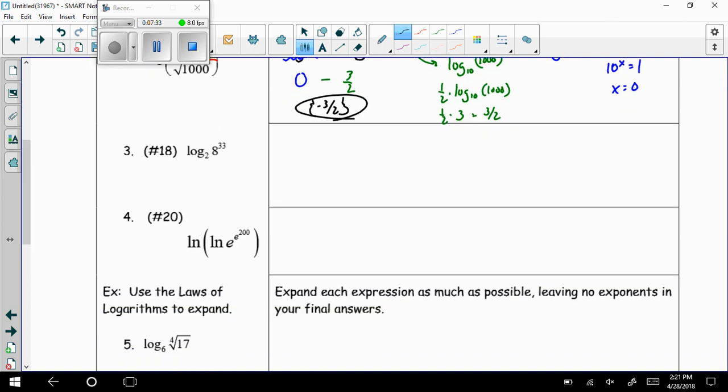Same thing with number 3. We initially get intimidated by 8 to the 33rd power. There's no way you know what that is. If you do, awesome. But my guess is you're not comfortable with that power. What I would expect you to do is kick this out front. And so this becomes 33 times log base 2 of 8. And if you're still setting it up, that's fine. If you know that log base 2 of 8 is 3, that's okay too. But here's your thought process. Log base 2 of 8 equals x. 2 to the x equals 8. So x has to be 3. And so really this becomes 33 times 3, or 99.